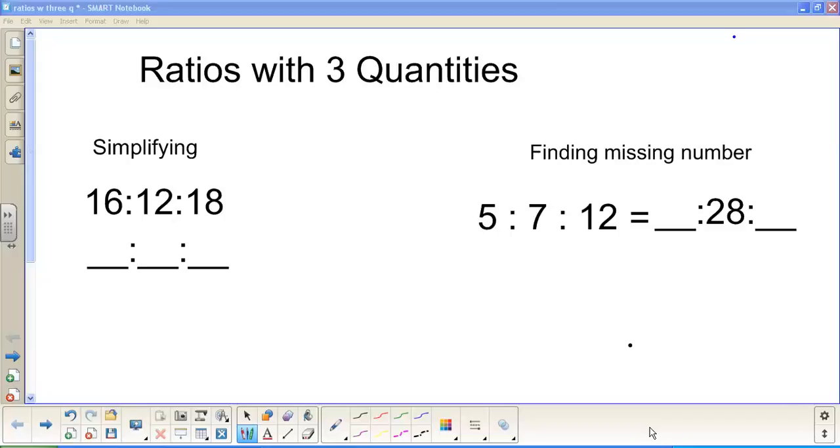Learning how to work with ratios that have three quantities. So the first thing that we're going to be learning about is simplifying. And we've simplified ratios before with two numbers, but now we're going to simplify ratios with three numbers.